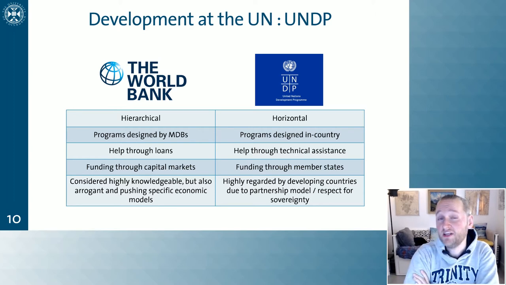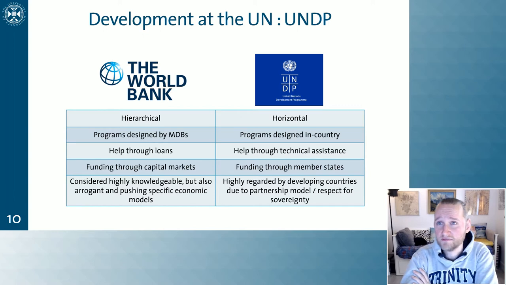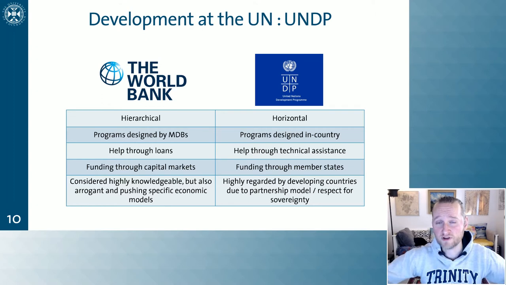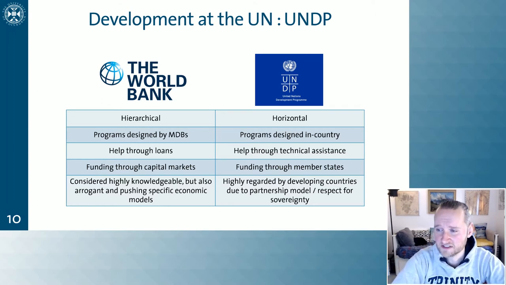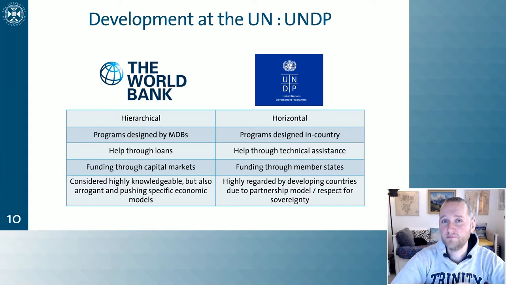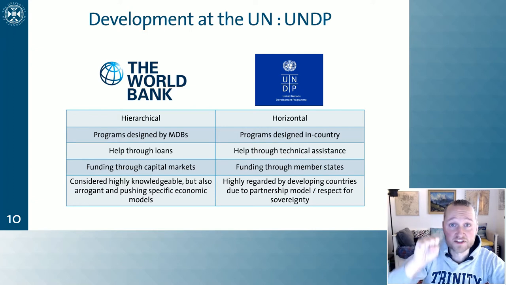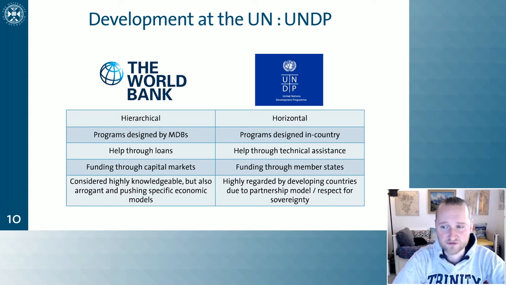In contrast, UNDP very much sets itself up as a horizontal program, so there's not one big overarching organization in the middle that determines everything. It's a network of 170 country offices. And these programs that the UNDP funds are all designed in the country. So there's no central hub and spoke model of a good idea coming from New York and then going into all 170 country offices. These are programs that are designed in the country itself. Mostly these programs focus on technical assistance, so helping the country to essentially help itself. And the funding doesn't come from capital markets, it comes through member state contributions.